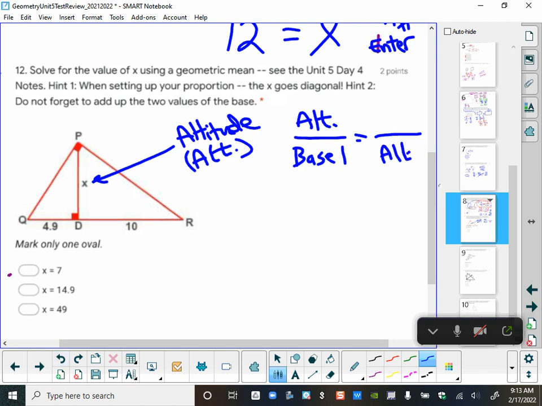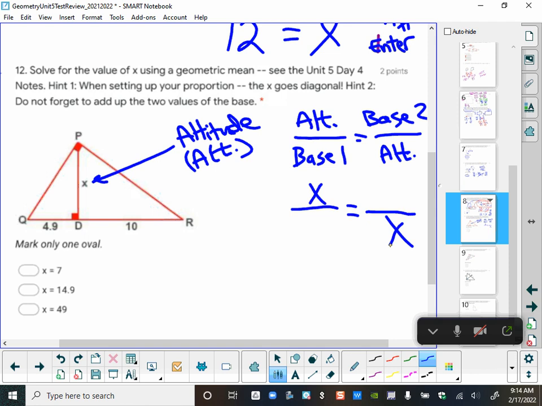Same altitude goes on the bottom. Base 2 goes on the top. Now, will it matter how we order our bases? If this is base 1 or this is base 2, wouldn't that matter in the end? No, it would not matter. Just as long as you know this X, the altitude, has to be crisscross.